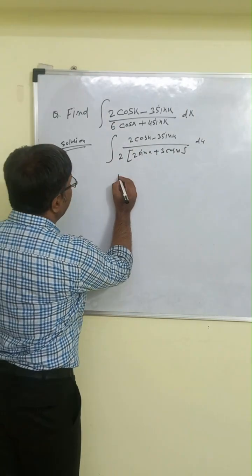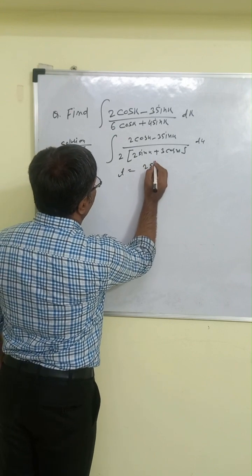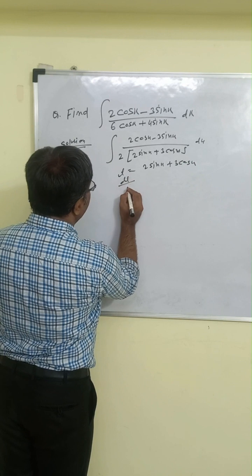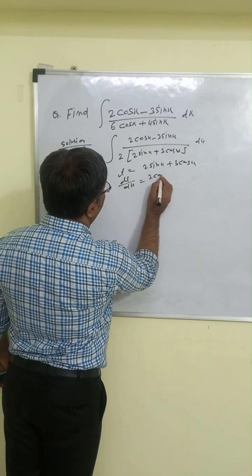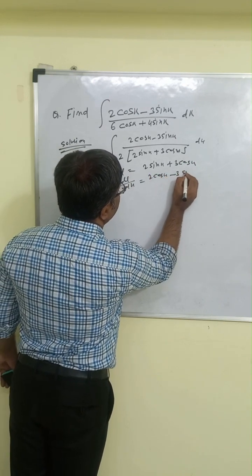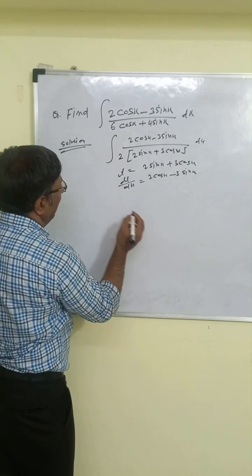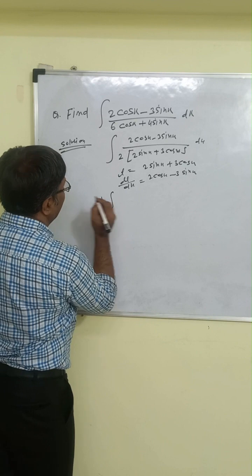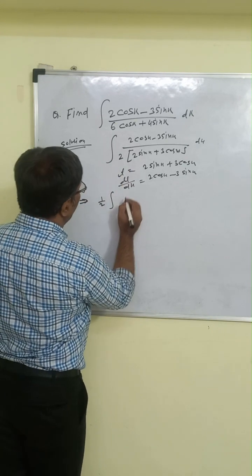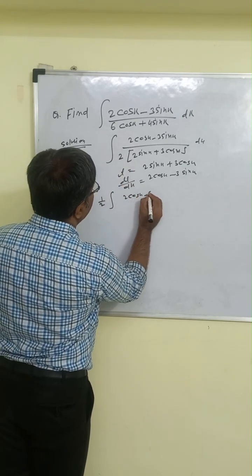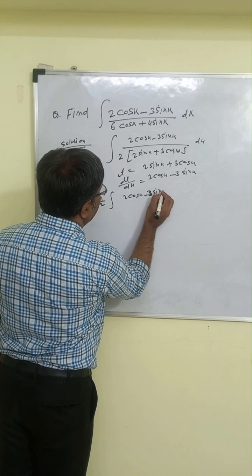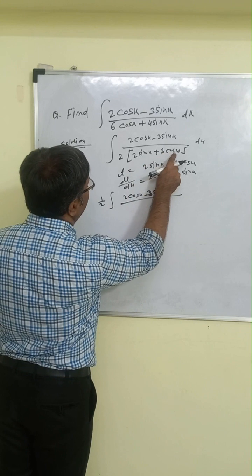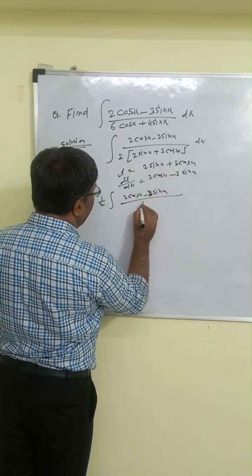So we can put t equal to 2 sin x plus 3 cos x. So we will get dt by dx equal to 2 cos x minus 3 sin x. Now you see the integration. This is 2, so we can write here 1 by 2, and here 2 cos x minus 3 sin x, and divided by this, 2 sin x plus 3 cos x, which is t. So we can write t here.